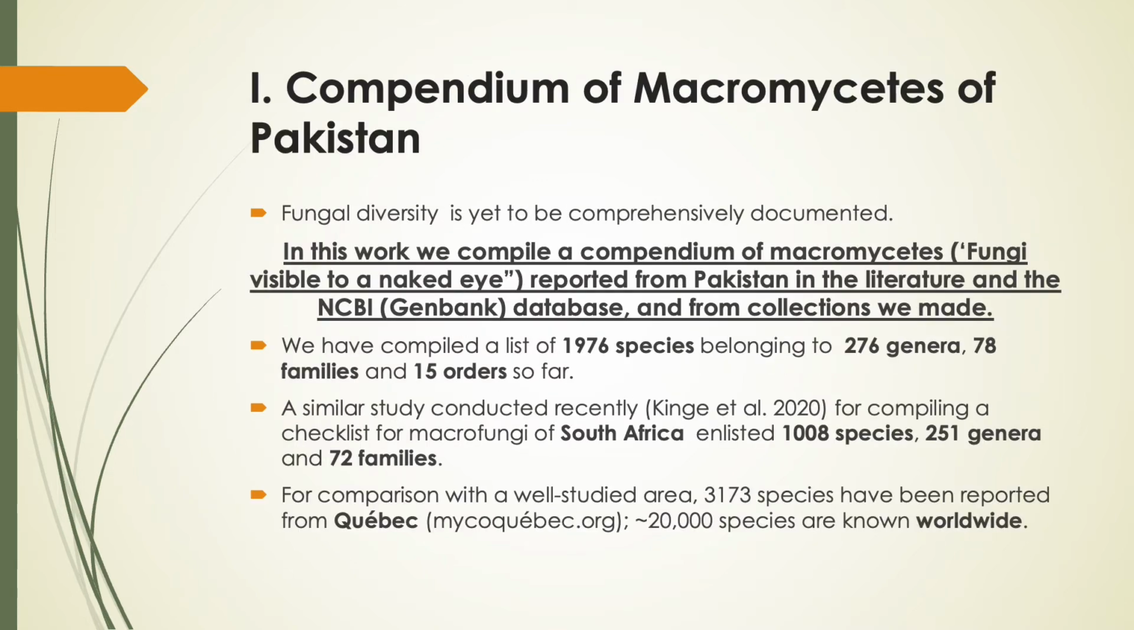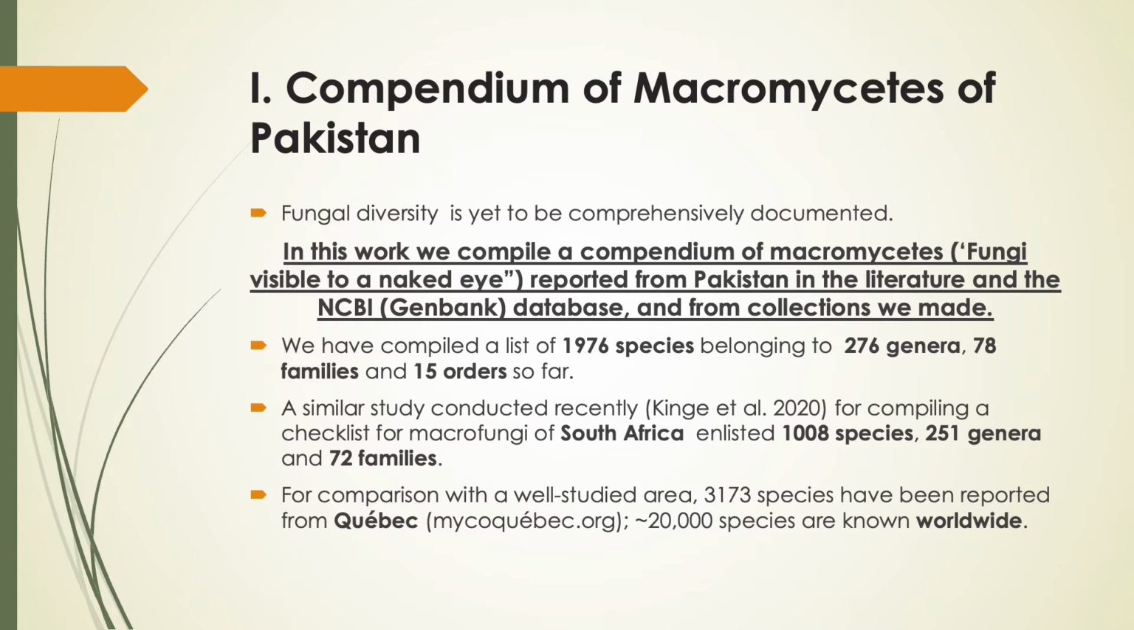As the first part of our project, we compiled a compendium listing Macromycetes, which are fungi visible to the naked eye, from Pakistan. We collected data from checklists, literature and the NCBI GenBank database. We followed the classification system as per Index Fungorum. We have compiled a list of 1976 species belonging to 276 genera, 78 families and 15 orders so far.